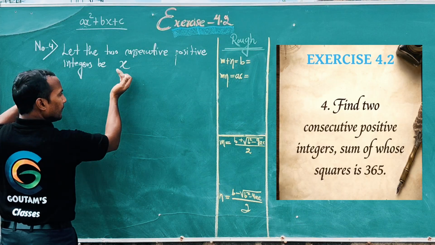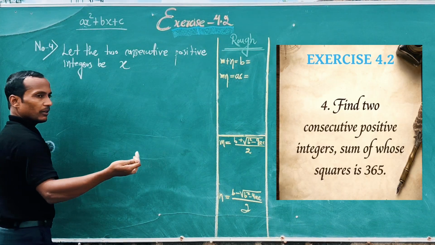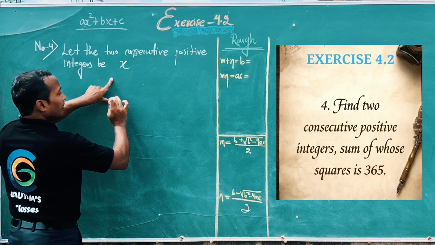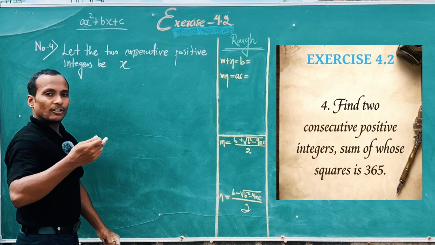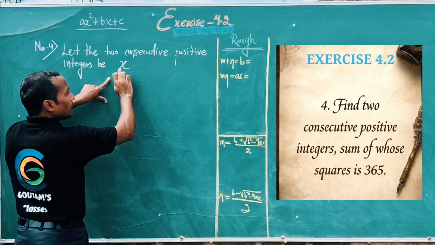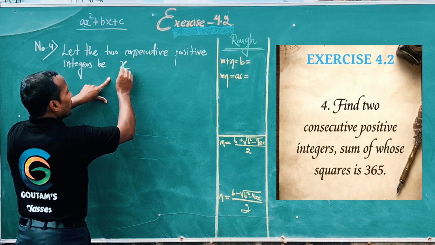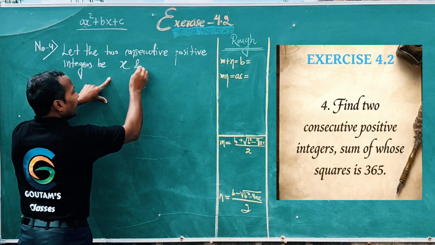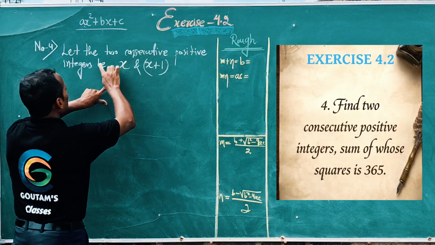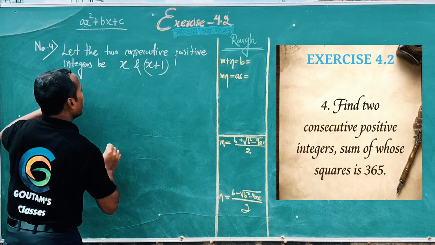If I take the first number as x, then the next consecutive number, the next number immediately, will be x plus 1, because every integer exceeds the previous by 1. So the next consecutive integer which comes after x is x plus 1. So the first number is x and the next number is x plus 1. So for me, two consecutive positive integers are x and x plus 1.